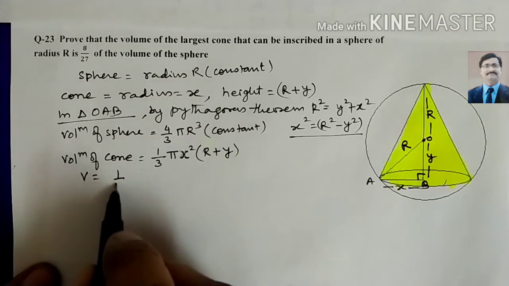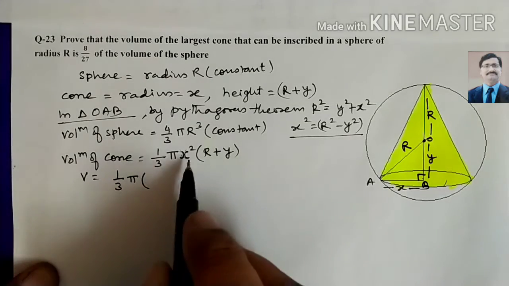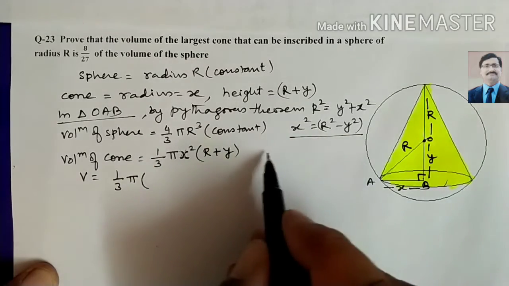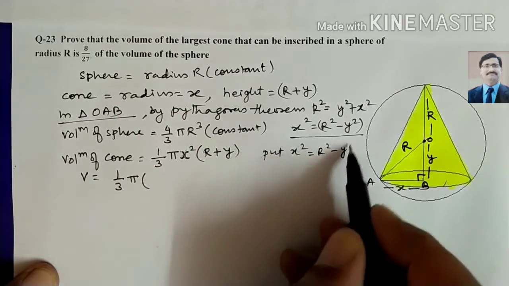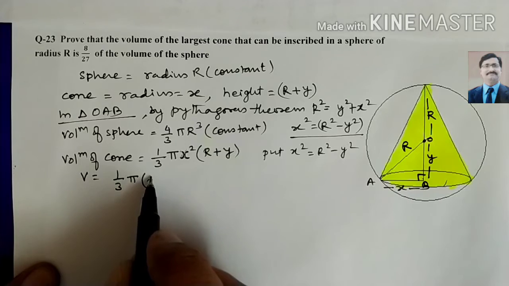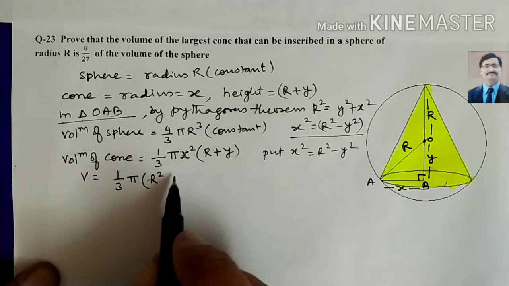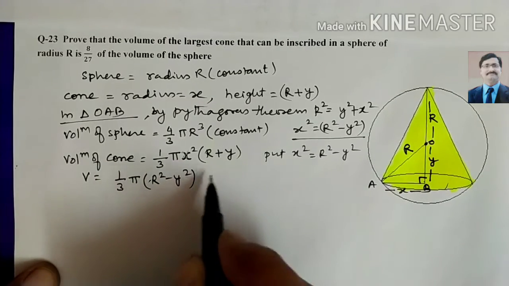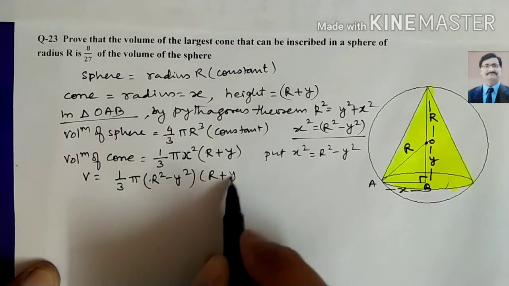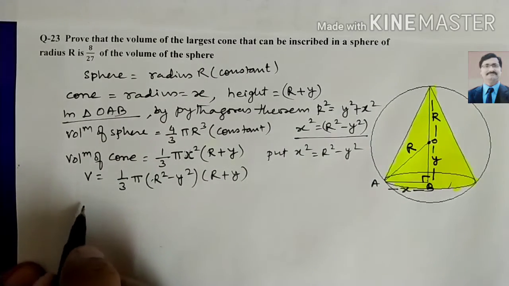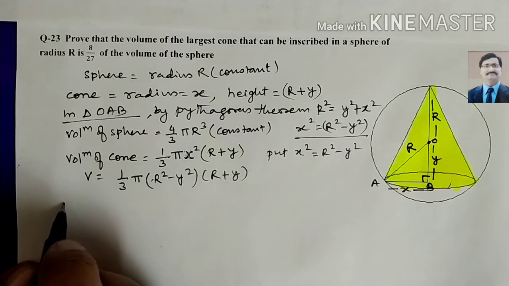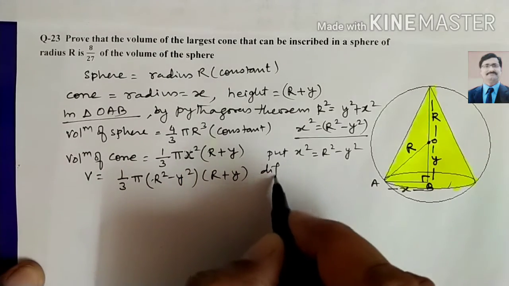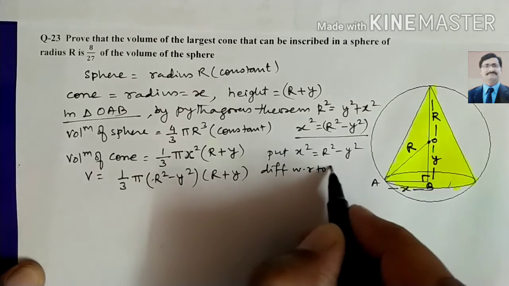Volume is 1/3 π, and in place of x² we can put x² equal to R² minus y². So we put R² minus y², and the second bracket is R plus y as it is. Now we have to maximize this volume, so we will differentiate with respect to y.